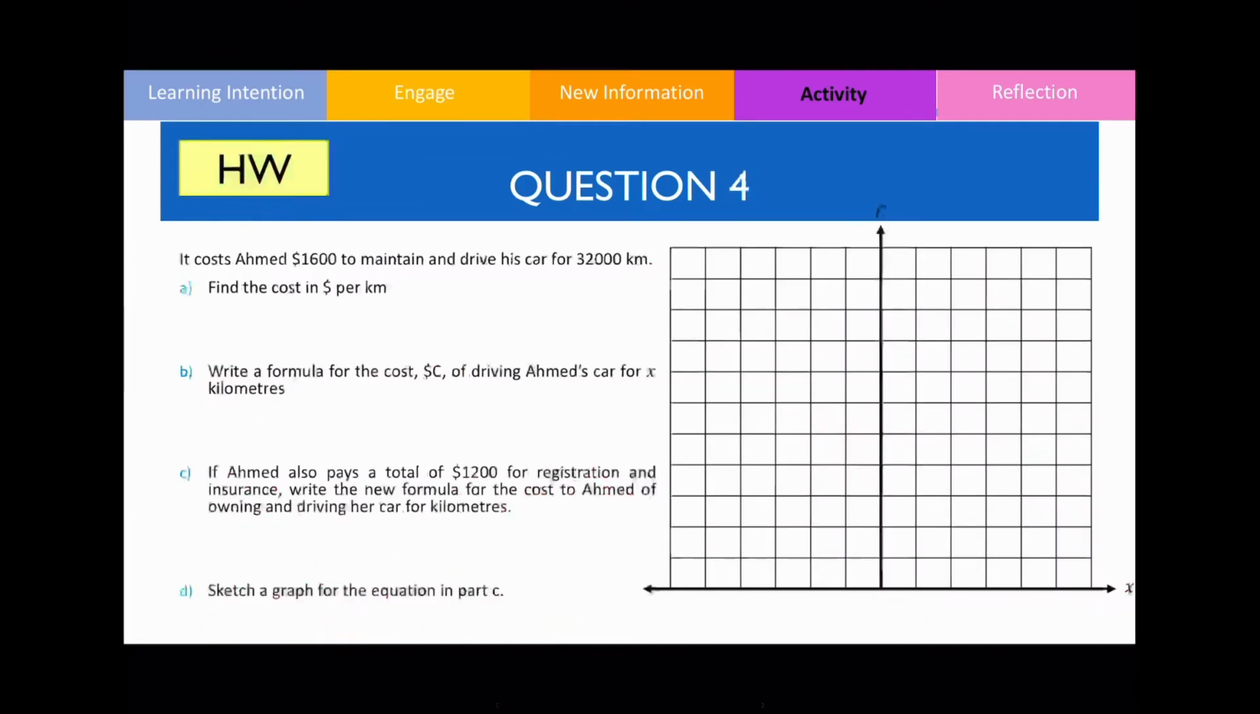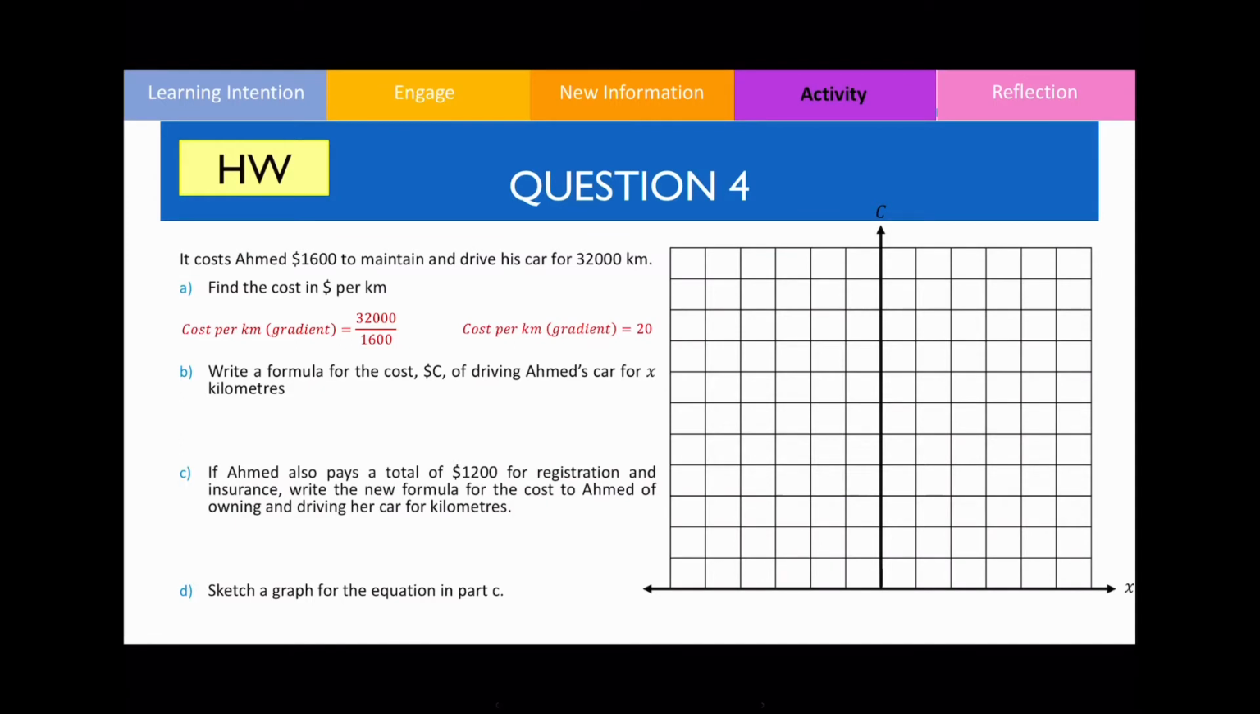Question 4, very similar question. It costs Ahmed $1,600 to maintain and drive his car for 32,000 kilometers. Find the cost per kilometer. In this case, you just go 1,600 divided by 32,000. Hence your gradient, which is the rate, is going to be $0.05 per kilometer.